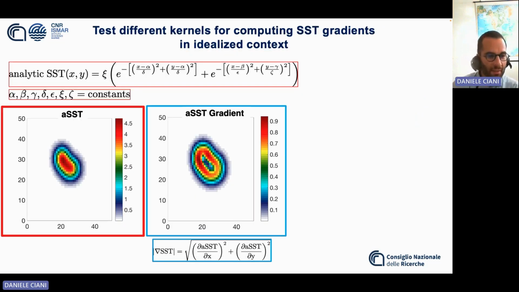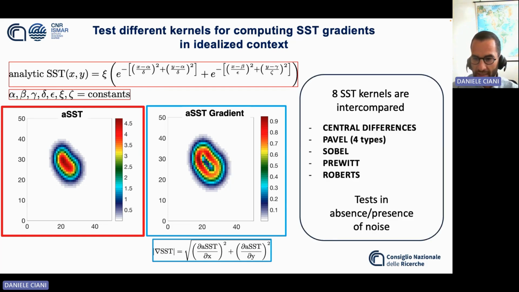In order to do this, we performed a very simplified analytical study in which we generate an analytical SST field, which is given by this equation emphasized in red. You can find the corresponding structure as an analytical SST here on your left. This structure can be assumed as an eddy undergoing deformation in the ocean surface, for instance. And on the right, you can see the SST gradient, which has been computed analytically via this equation.